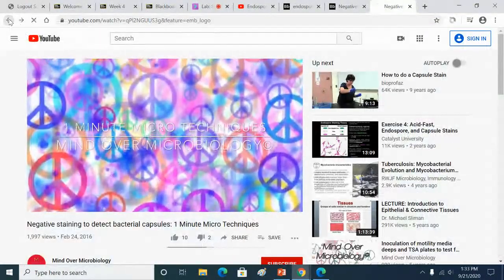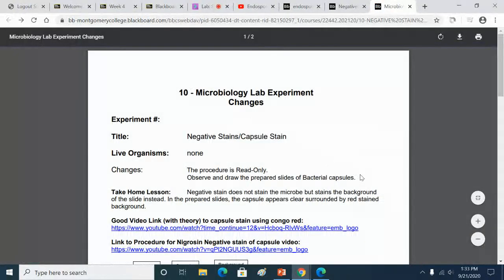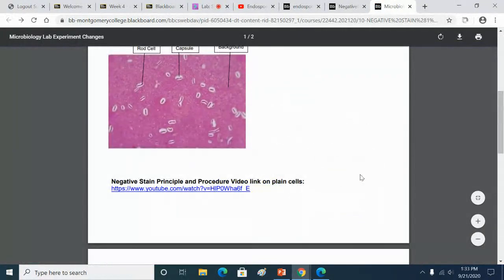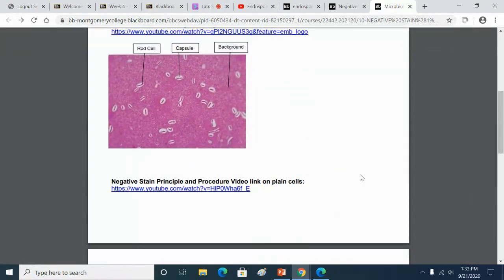Any questions or comments? So you don't use heat for this one? No, because the heat is going to deform the capsule. It's going to cause it to shrink and to deform. So no heat fixing, and sometimes not even heating on the slide warming tray. So it takes time for the smear with the ink on it to dry.